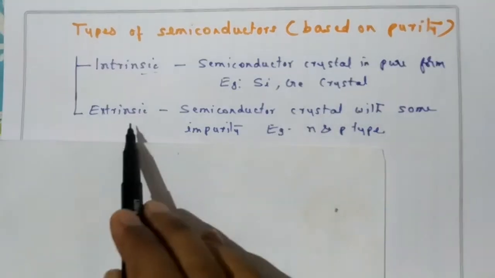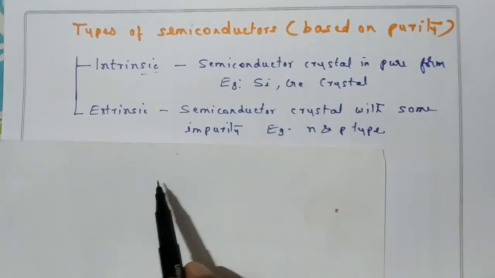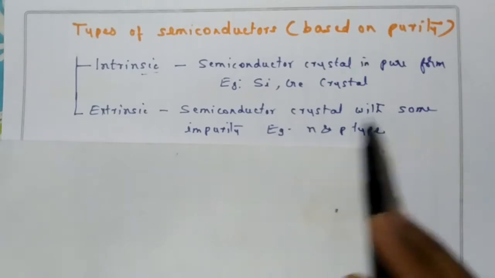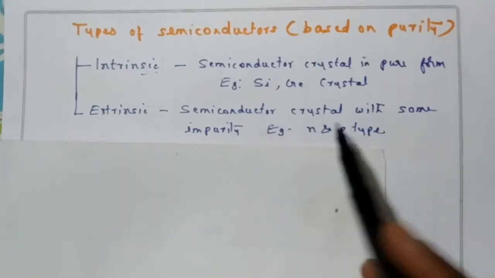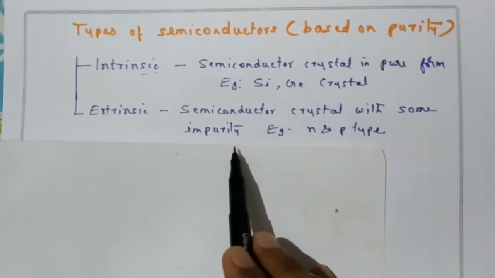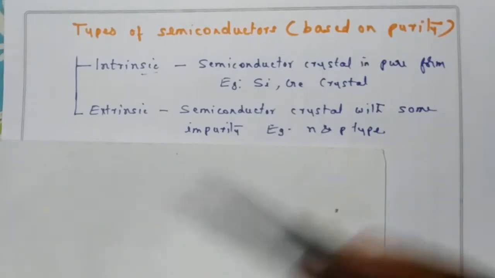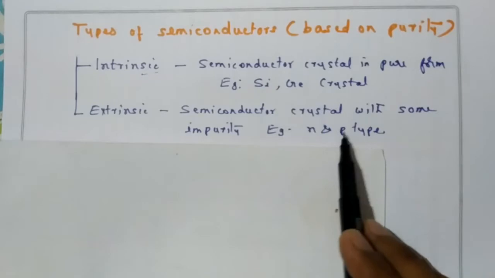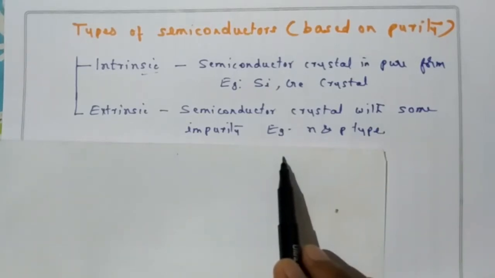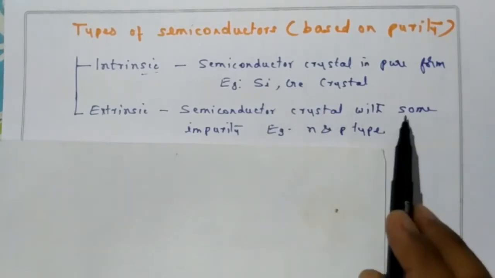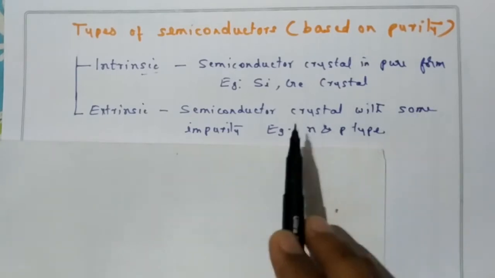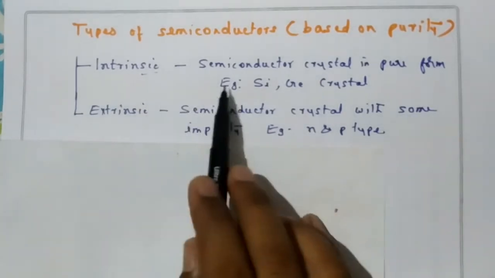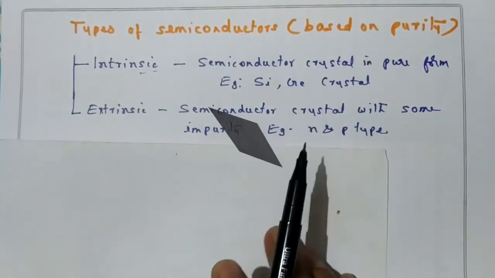Now the second one is called extrinsic semiconductor. Here, it is a semiconductor crystal with some amount of impurity. This is not a naturally added impurity; we purposefully add the impurity to make one more type of semiconductor, called N type, and another one called P type semiconductors. By adding a few impurities, we get another type of semiconductor. Now we are going to discuss the intrinsic semiconductors.